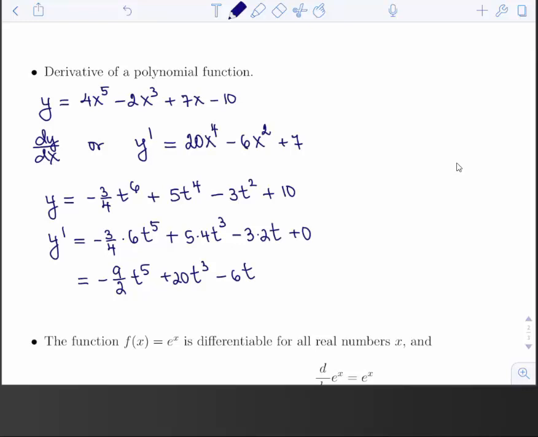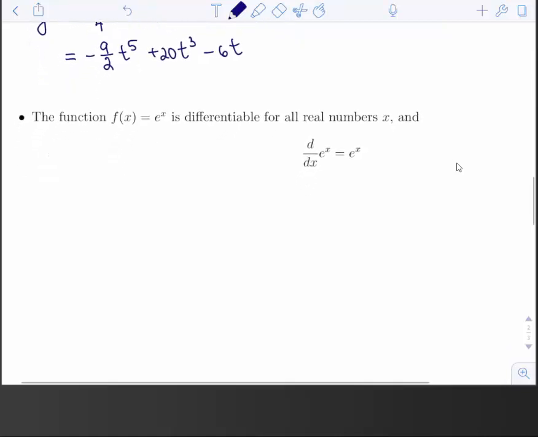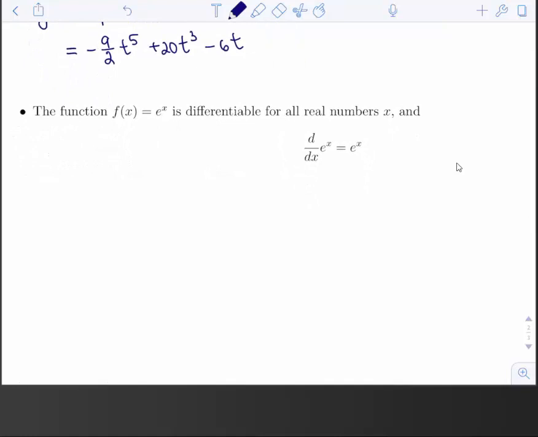All right, let's move on to the next rule. What do we do with functions that are exponential? Exponential, where you just have e, which is the base of the natural log, raised to the power of x. Then the derivative is really nice. It's just the function itself. Okay? So what examples can we take a look at?